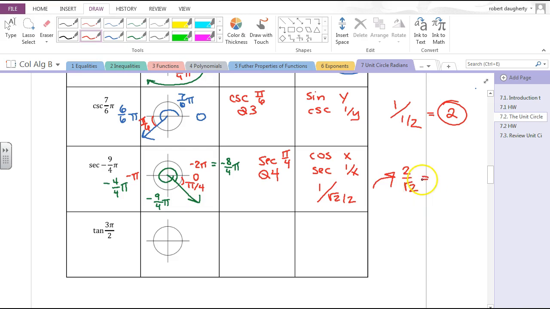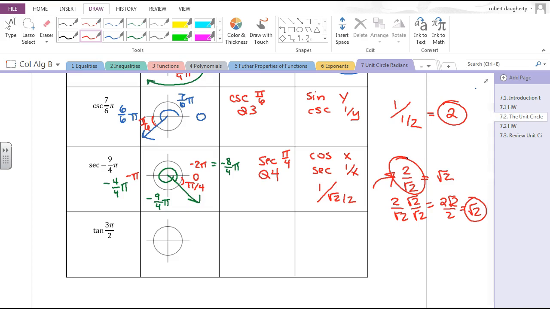You could leave it like that, or the answer is basically just the square root of 2 when you rationalize that. So remember 2 over square root of 2. If I multiply by square root of 2 over square root of 2, I get 2 square root of 2 over 2, which is square root of 2. So either of these answers would be fine for that one.